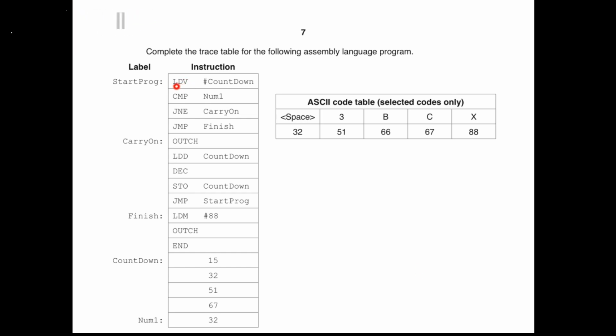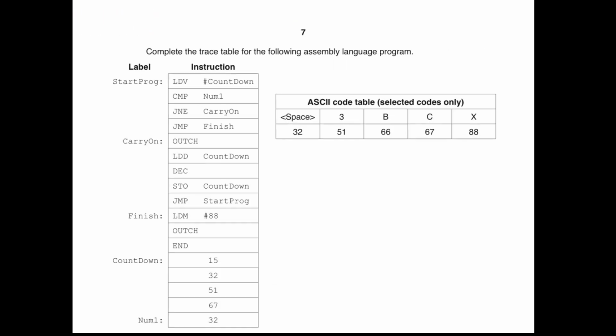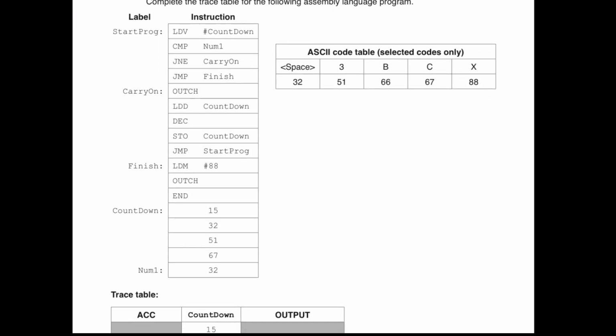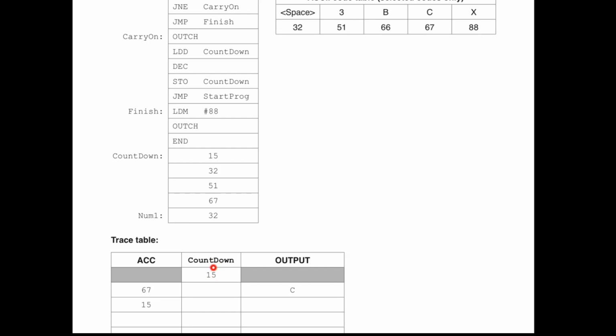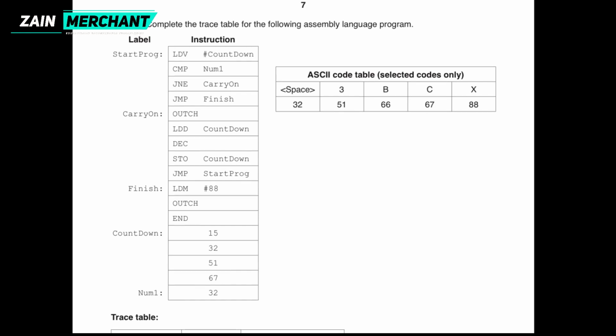So the first instruction is LDV hash countdown. If you do not remember what LDV is, you just go back. LDV hash n. This is relative addressing. Move to the address n locations from the address of the current instruction. Load the contents of this address to the accumulator. So countdown is for now 15. So what you need to do is move 15 blocks down from where you were.